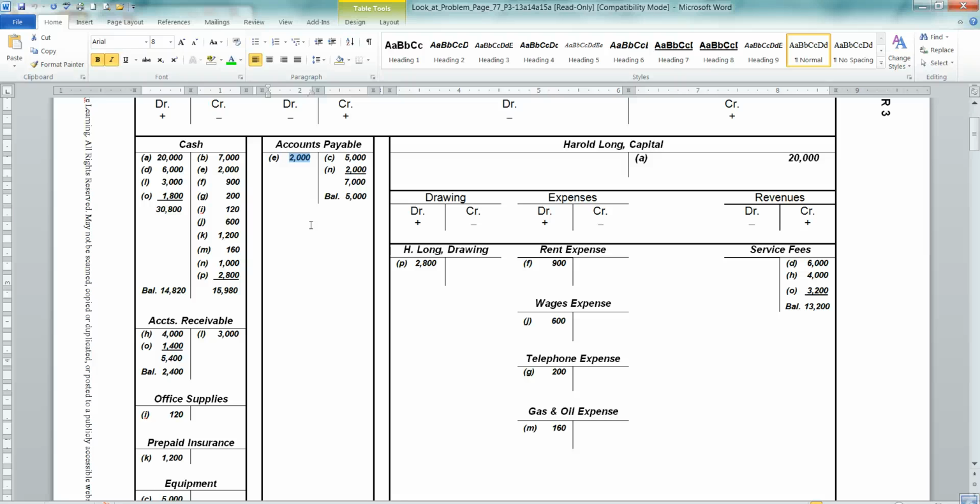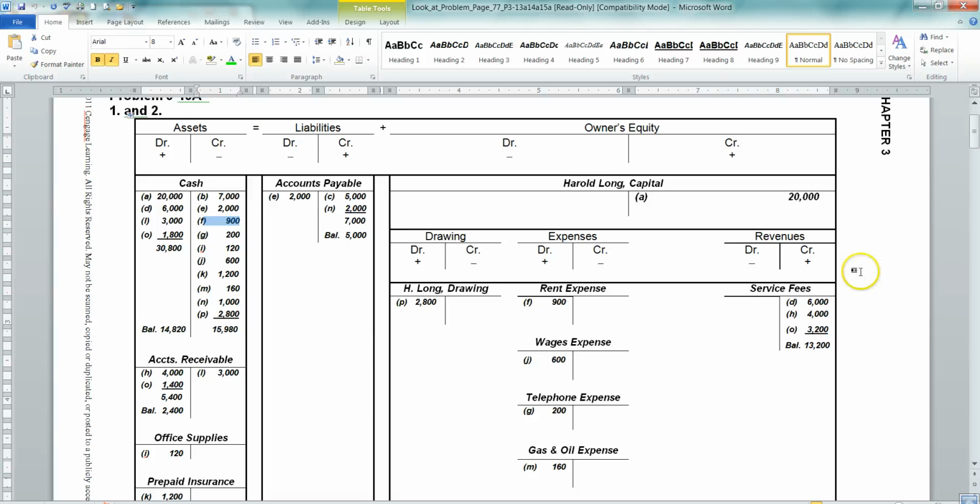Paid rent for the month, that's decreasing our cash, and paid rent, which is an expense. So we're going to debit our expense account and credit our cash account. We're also going to pay our telephone bill. It must be the first of the month and we're paying all our bills. So we're going to debit our telephone expense and we're going to credit cash.